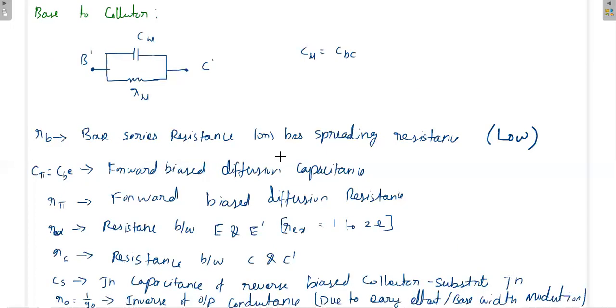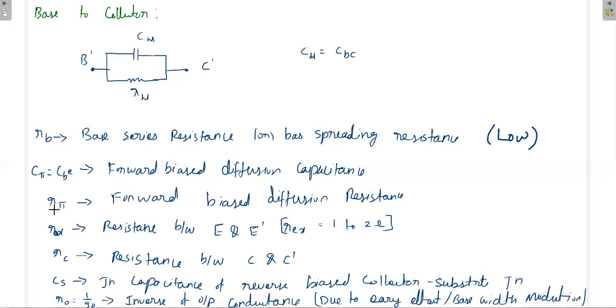Then what is C pi? C pi is equal to CBE, the capacitance between the base and emitter. This is the diffusion capacitance, because the input junction is forward biased. Whenever the transistor is forward biased, the capacitance is diffusion capacitance, so it is a forward biased diffusion capacitance.